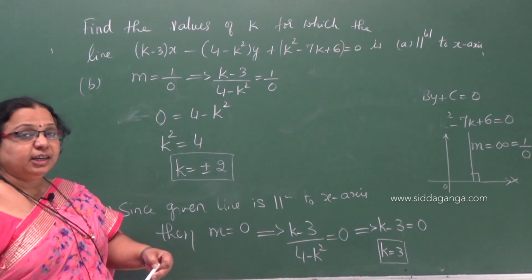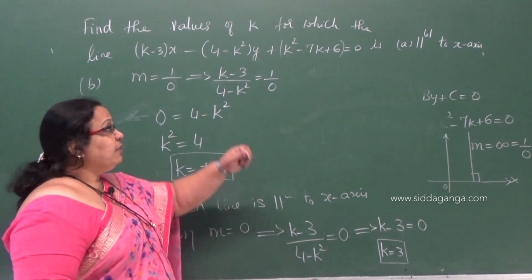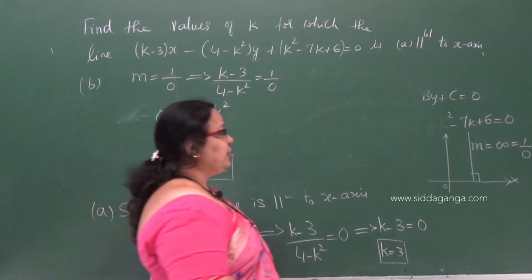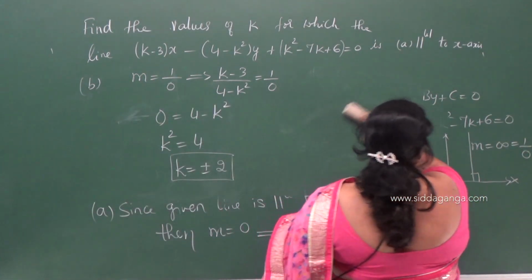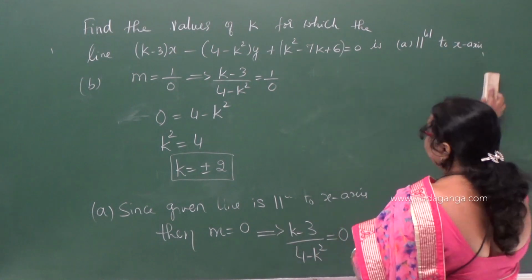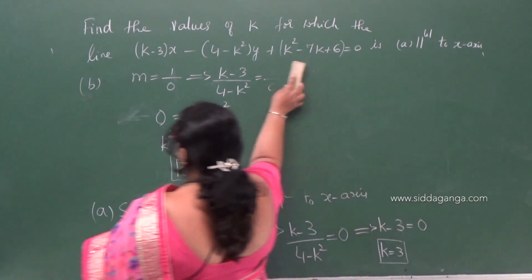In the subdivision 3 question, what is given is, if the line passes through the origin, then we have to find the value of k.